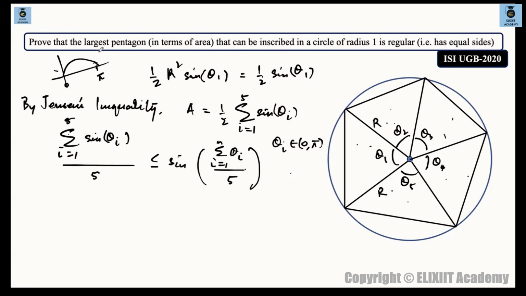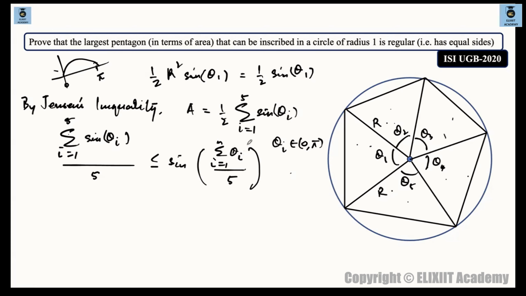In 0 to pi, this sine function is strictly concave. ठीक है, तो this inequality holds for concave functions, concave down basically. तो what you can do from here is, अब देखो ये जो क्वांटिटी है summation of i is equal to 1 to n theta i.